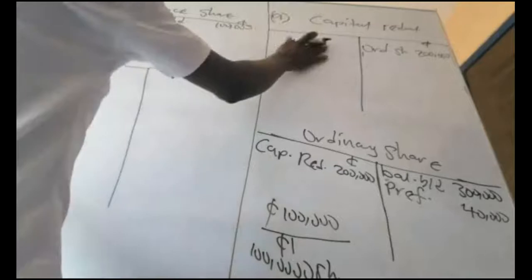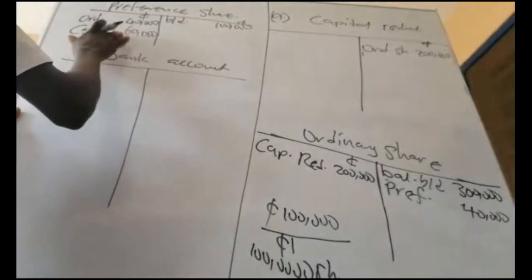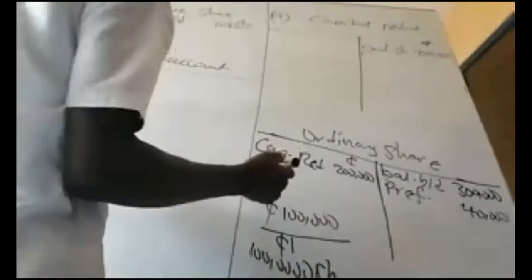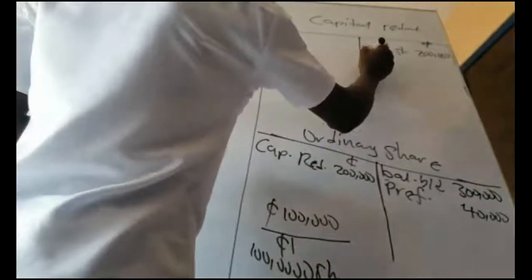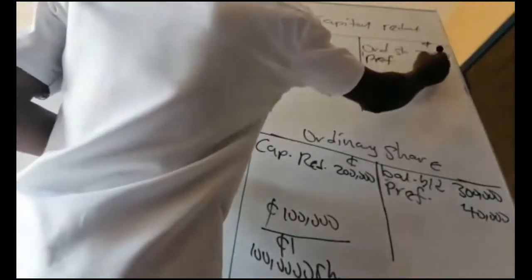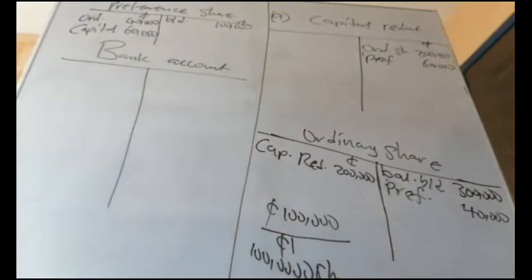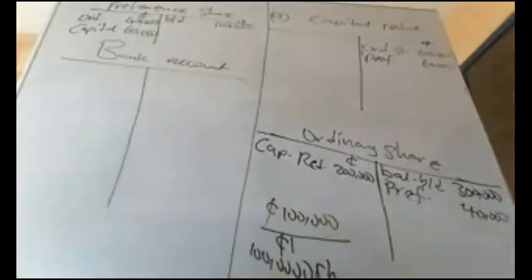In the capital reduction account, it's at what side? Here it is at the debit, so it might go to the credit. Or it's again right here, preference shares. So preference shares, we are gaining by 60,000. Good. Preference shares gaining by 60,000.